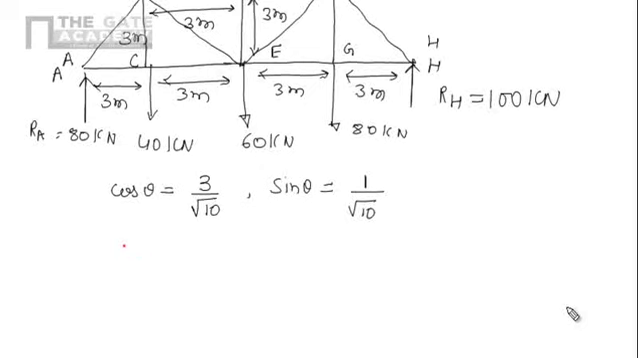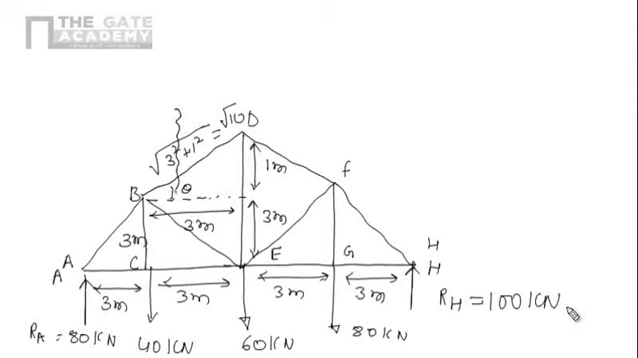Now let's cut the section. Here I am cutting the section. This way I am cutting the section. And after cutting the section, the section should pass through 3 or less than 3 members. So here only 3 members are there, BD, BE and CE, and these members are our desired members where we have to find out the forces. So we are cutting according to our definition. We can cut the section like that, which will pass through 3 or less than 3 members.